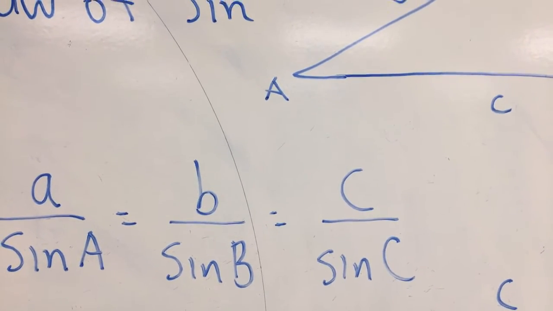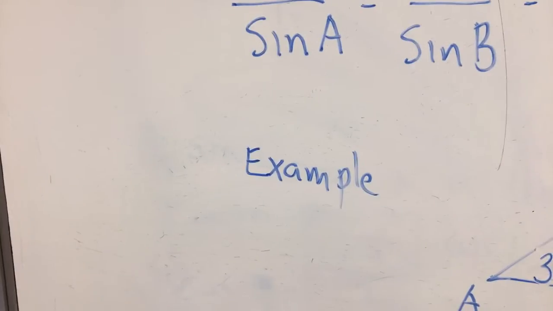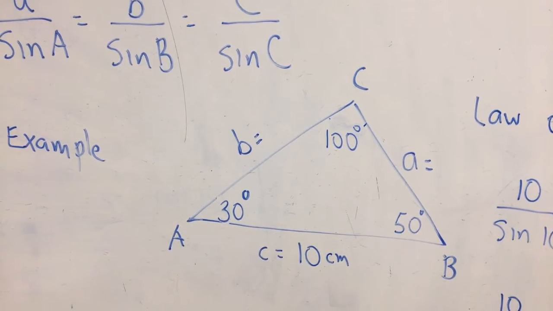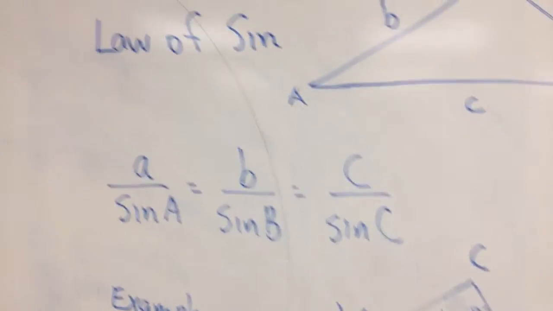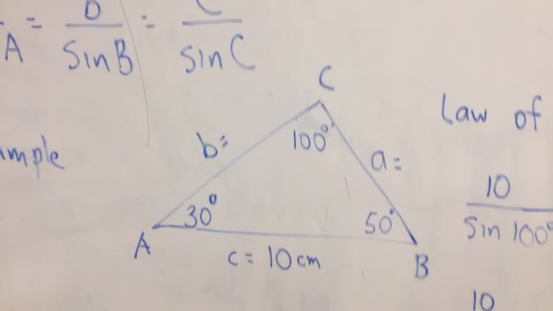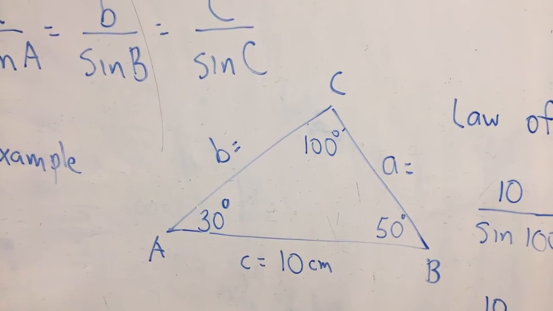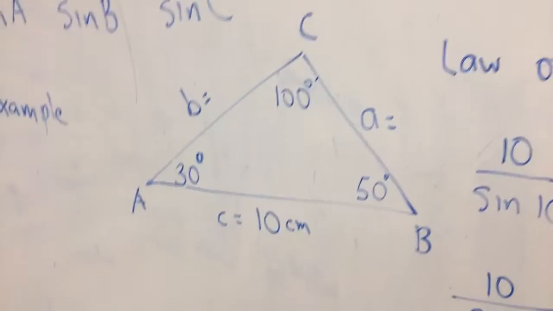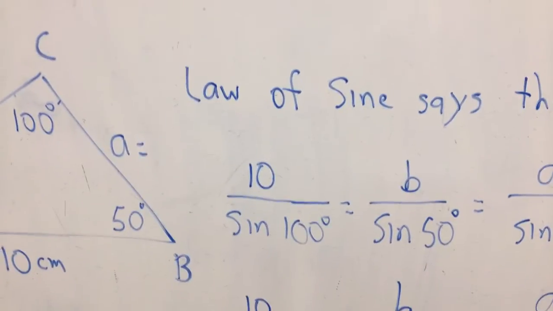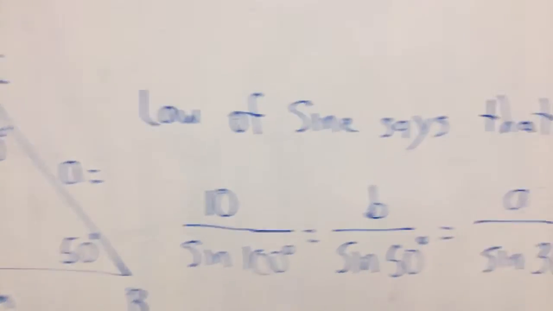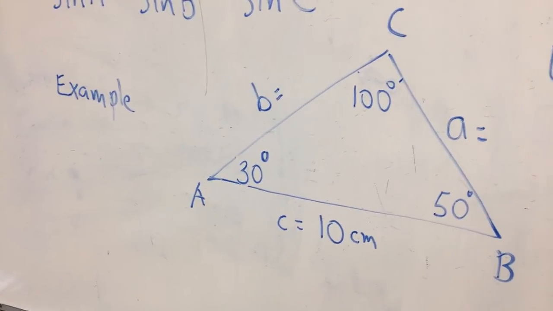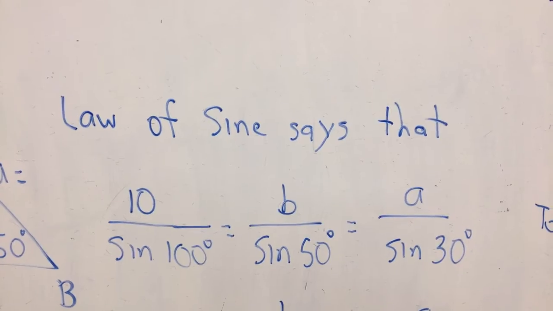So what does this really look like? Well, here's the example. Now, as I showed on the GeoGebra, here's the picture on the board. So now let's fill the pieces into the law of sines. Now, do you have to do all three pieces at once? No, and I'll show we can break that up into just two of them. So the law of sines would state that 10 over the sine of 100 would equal the length of B over the sine of 50 would equal the length of A over the sine of 30. So that's what that would look like.